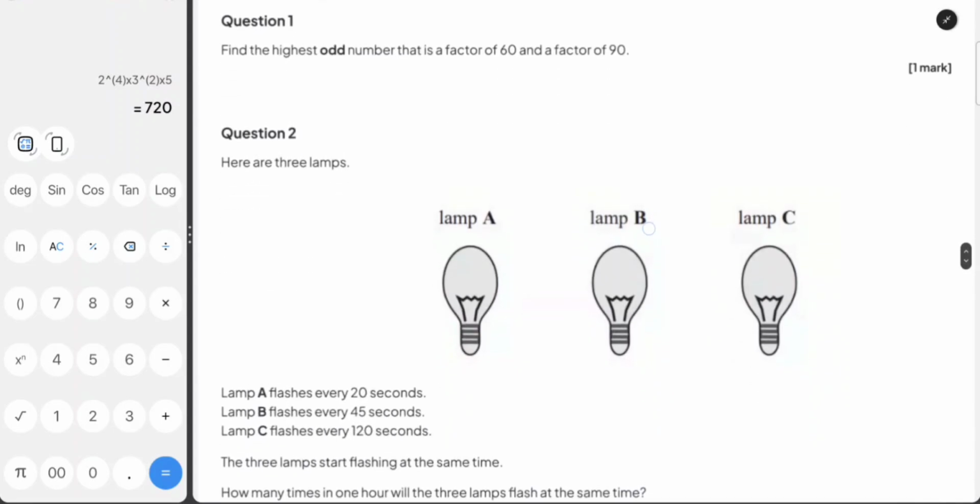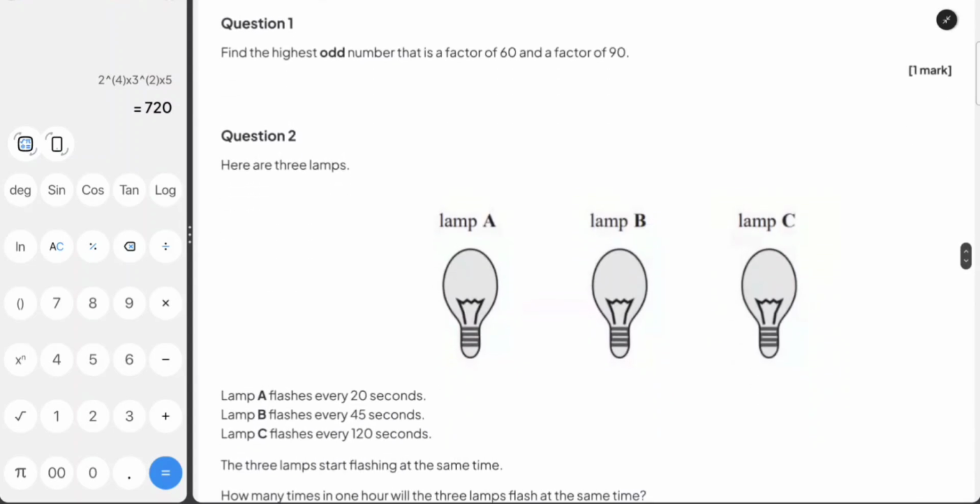See the first question, find the highest odd number that is a factor of 60 and 90. First of all, the highest common factor will be HCF, but they are not asking you the highest common factor. They are asking you the highest odd factor. So for this, the prime factorization method will not be used here. I'll list all the factors of 60 as well as all the factors of 90.